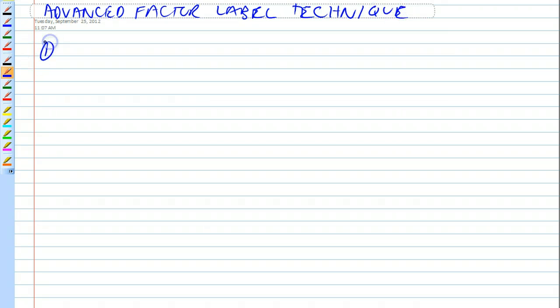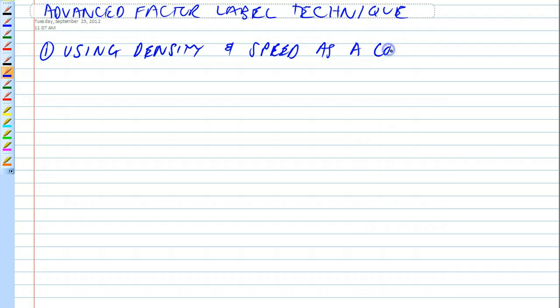First of all, I'm just going to call this one using density and speed as conversion factors. And I mentioned this before, but I just want to show you examples. You can use any kind of ratio as a conversion factor. Any kind of ratio. So densities and speeds are ratios. Let's try a density. I think you kind of saw one a little bit like this on one of the sheets that you did already.